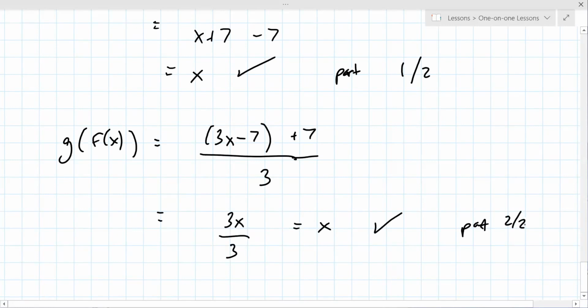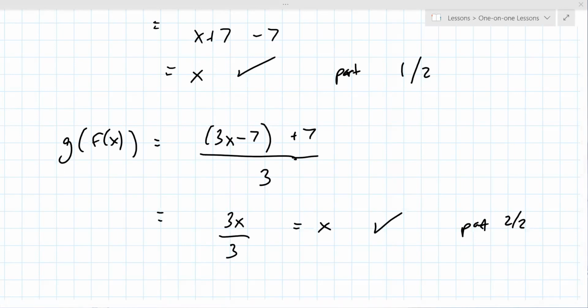Or it's part 2 of 2. They both have to work. If for some reason you do one and it works, you can't just say, oh, they must both work, because that will be on your midterm final. That doesn't work.